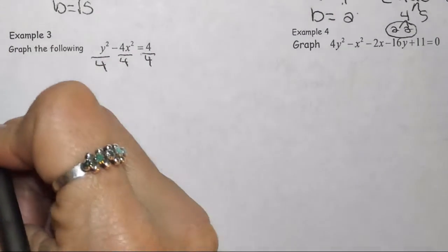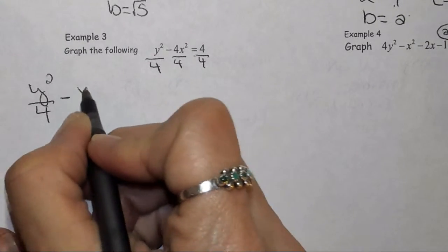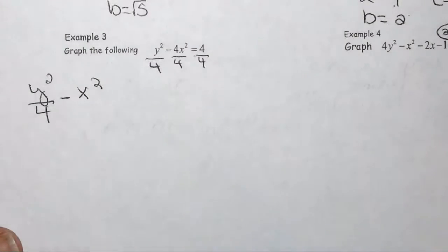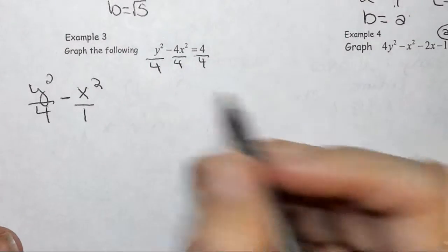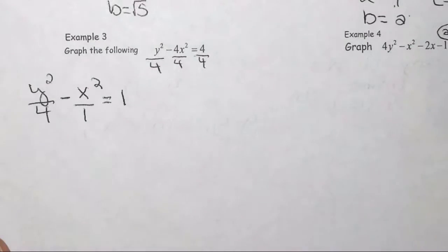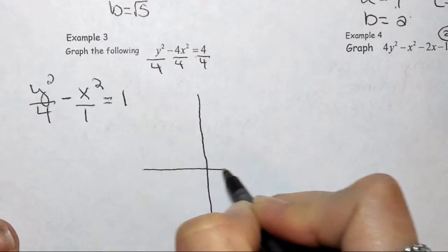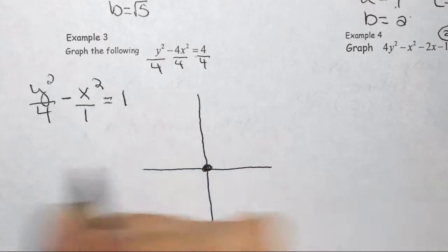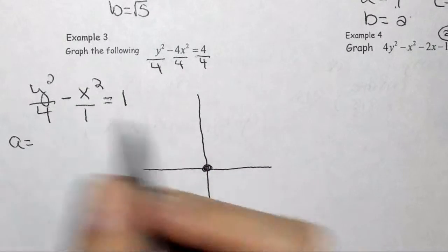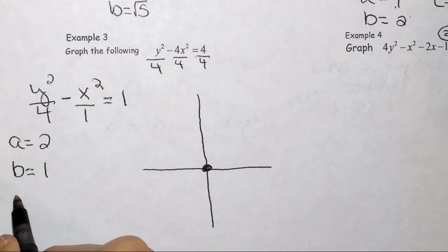So that's going to leave me with y squared over 4 minus x squared. What is x squared over that I don't always write? 1. So you can write it or not, it's up to you, equals 1. Now they want me to graph it, so I'm going to graph the whole thing and just label as I go. So where is the center at because there's no parentheses? (0, 0). What is my A in this problem? 2. What is my B? 1.